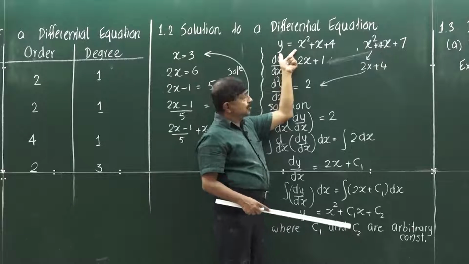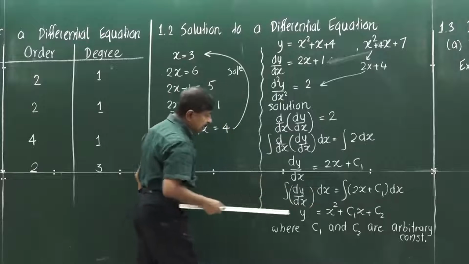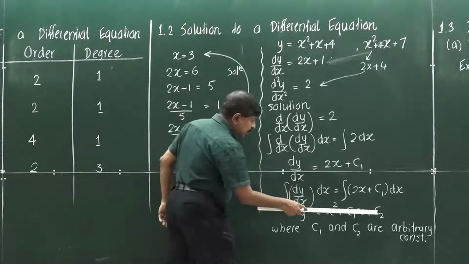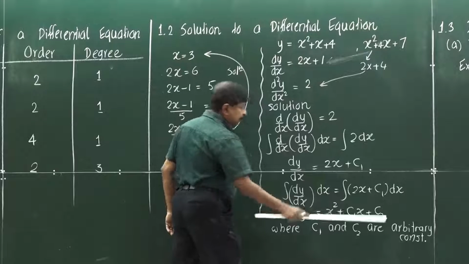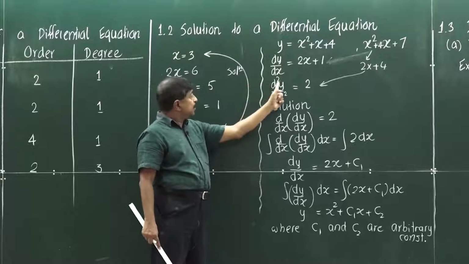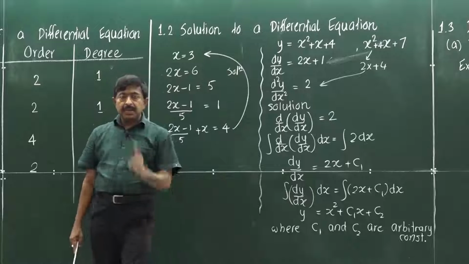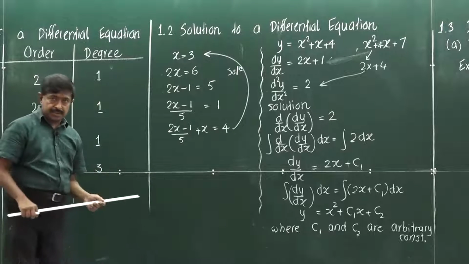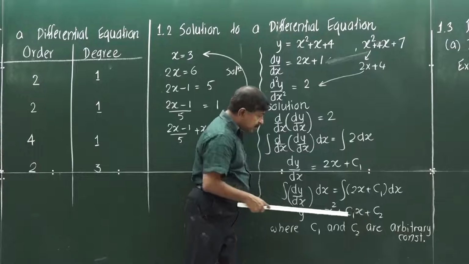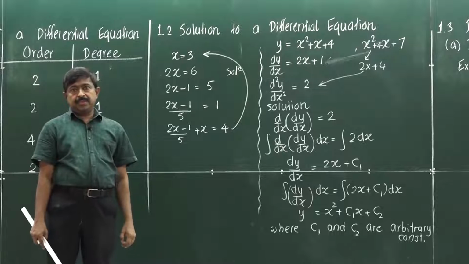But if you give some conditions on this one, then you can figure out C1 and C2. Otherwise, you will get this general solution. Also there is one thing that you need to note down: here there are 2 arbitrary constants, right, and what is the order of the differential equation? The order is 2. Always the number of arbitrary constants you get in the solution is equal to the order of the differential equation, right. And if you want to determine these arbitrary constants, you need to be given some conditions, right.